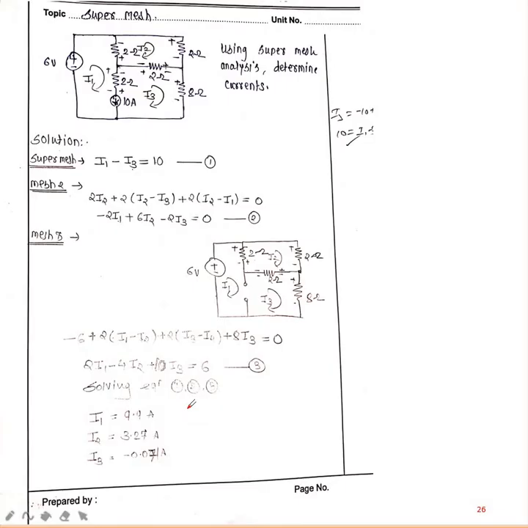The next one, supermesh. See there, the two loops are intersected by a current source. Yes, it is intersected. If it is intersected, then it is a current loop. Who has the arrow mark? The arrow mark is downward. Either I1 is going downward or I3 is going downward. I1 is going downward, so giving priority to I1 first, I1 minus I3 is equal to 10. That's all, this is the first equation.